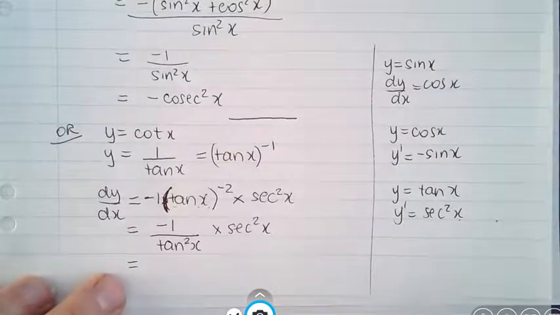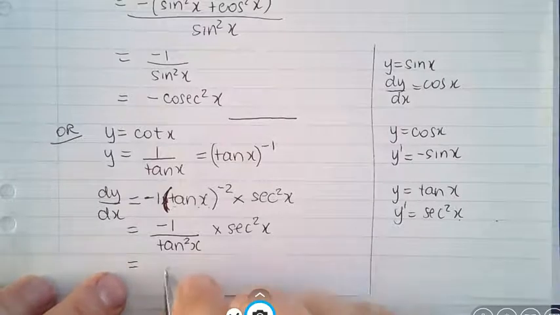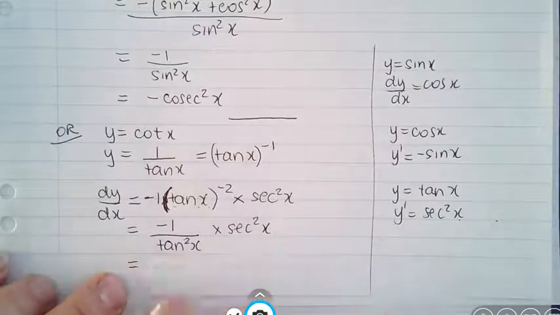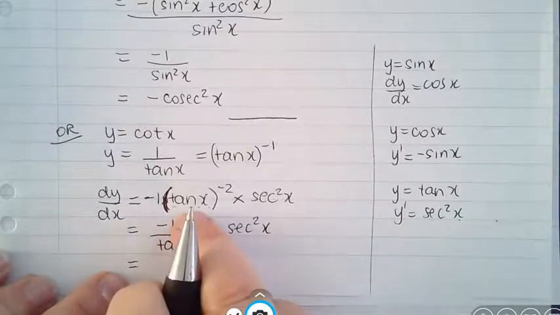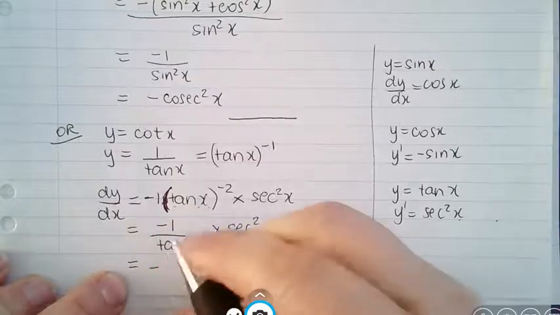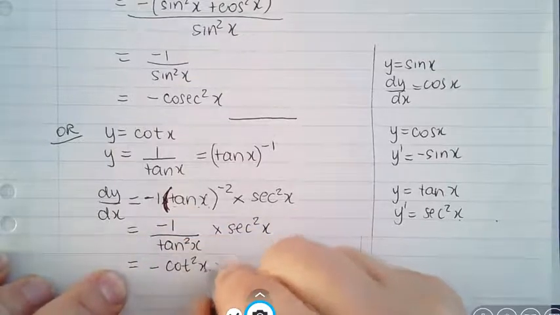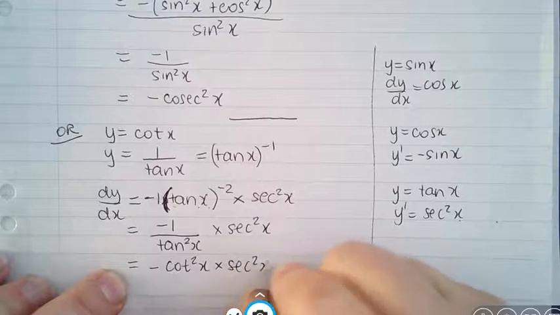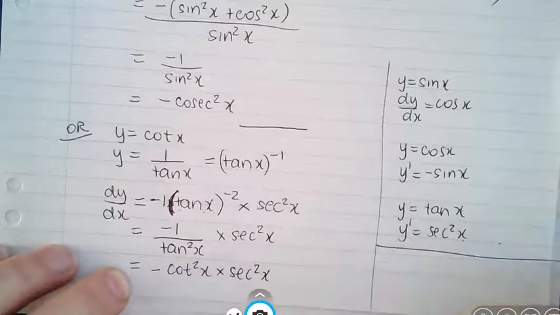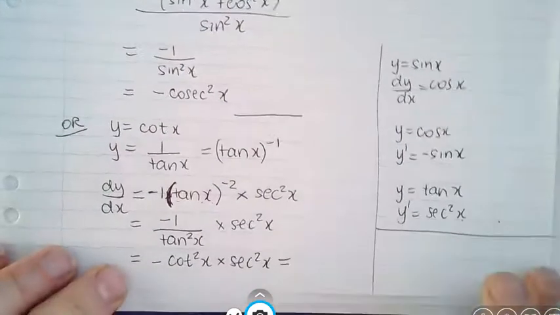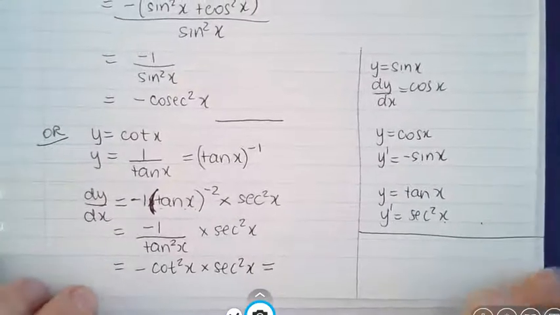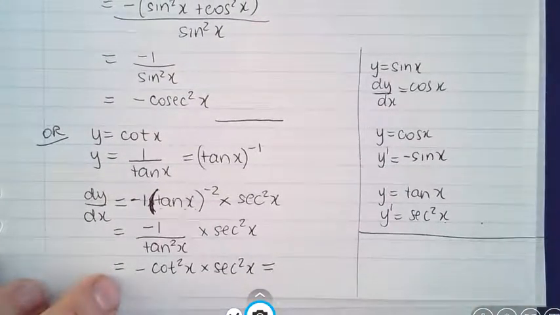Yeah, it's sec squared x on tan squared x, isn't it? Well, instead of writing that down there, I can write it up here. I can write negative cot squared x times sec squared x, but how do I simplify that? What's cot? The reciprocal of tan. Now, tan is sine on cos, so cot is cos on sine.